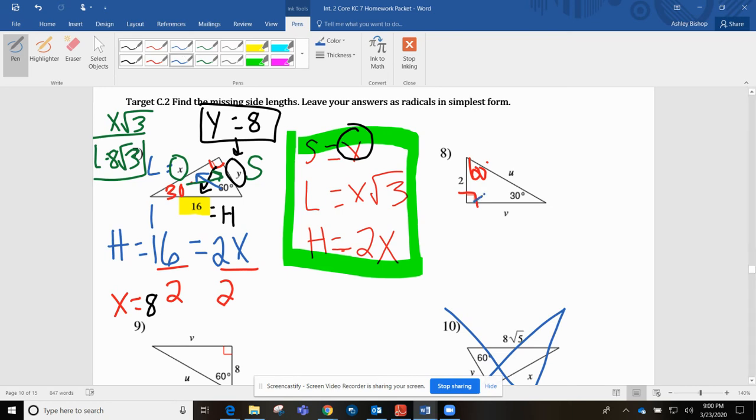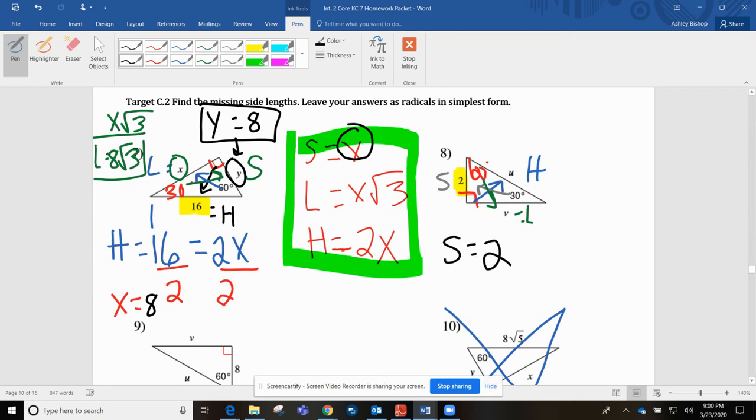So across from my right angle is my hypotenuse. Across from my 30-degree angle is my short side. And then across from my 60-degree angle is my long side. Okay, and so with that being said, we are going to see what we were given. We were given that my short side is equal to 2.